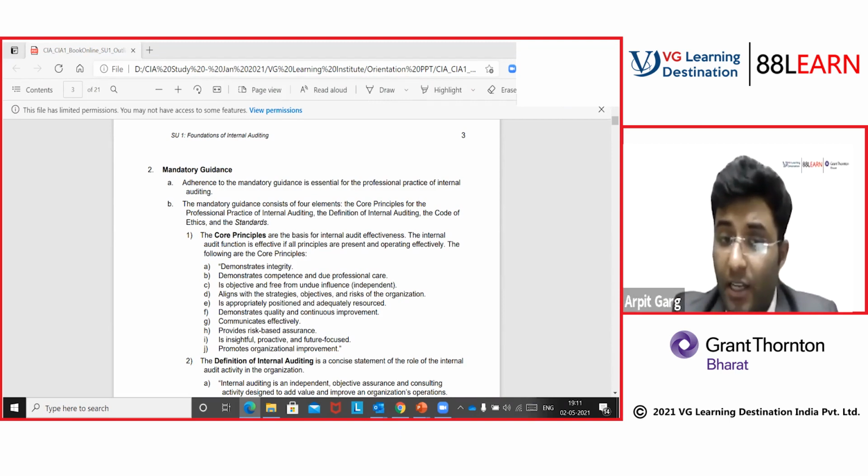Okay, so now we have understood the 10 core principles of internal auditing. We'll quickly start with the definition of internal auditing. Any volunteer who wants to talk about their understanding of internal auditing? What do you understand by internal auditing, or as per you, what is internal auditing? What are the key things that we do?